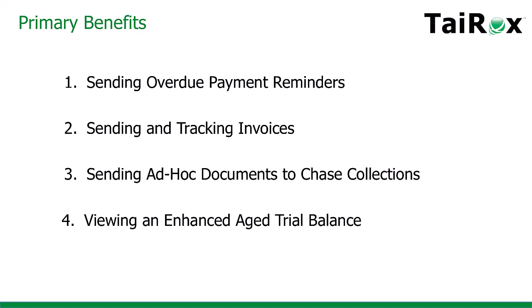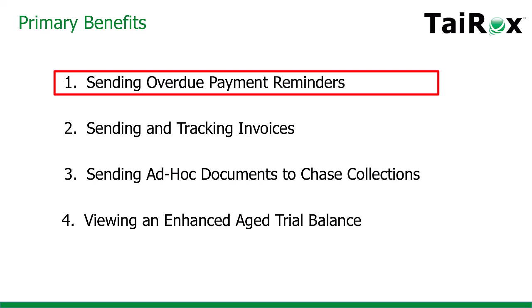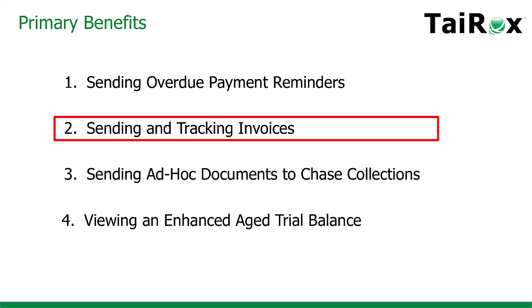What are the primary reasons enterprises automate using TaiRox collections? Point 1, the ability to efficiently send and track overdue payment reminders. Point 2, what we have found since our first release in 2017 is that sending and tracking invoices is a primary benefit for many customers. This may seem strange. Sage 300 already will email invoices, but there is no record of what was sent, and you can't see all customer communications in one spot.